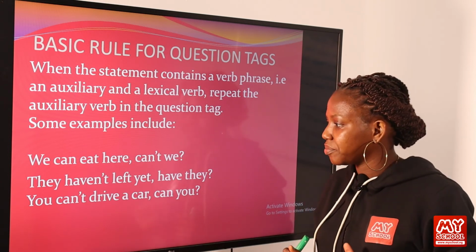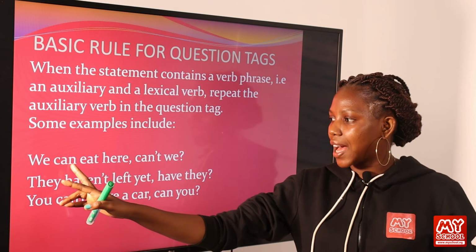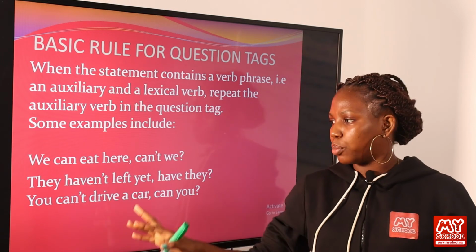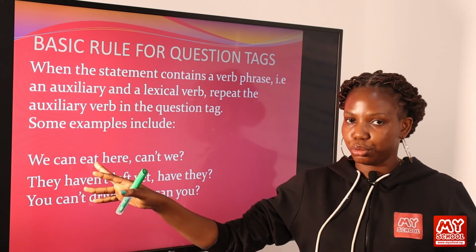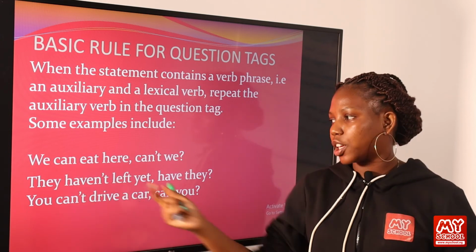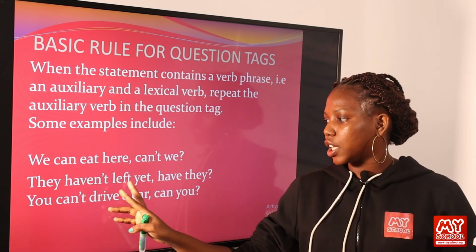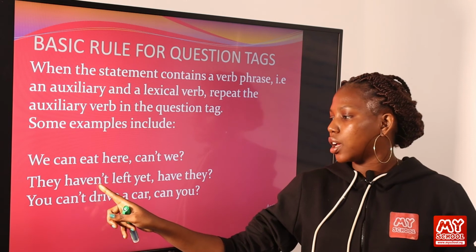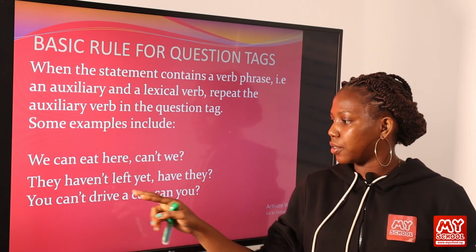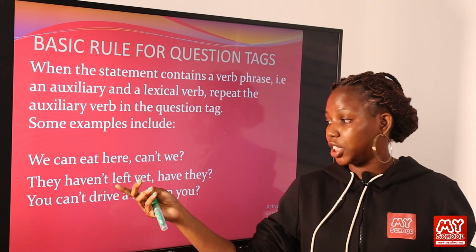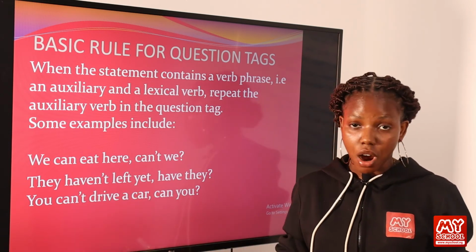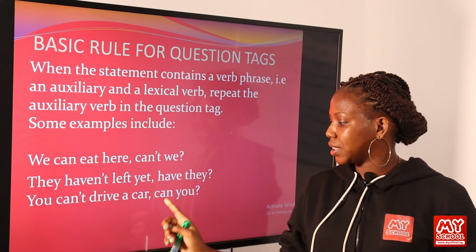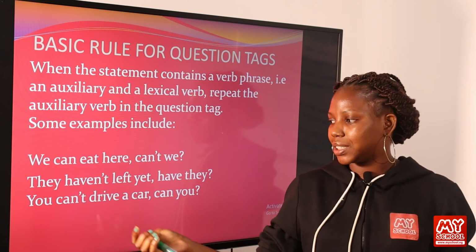We can eat here, can't we? So we have can and eat. Can is the auxiliary verb, eat is the lexical verb. But then we do not repeat do. What we do is we repeat can. They haven't left yet. So we have haven't left being the verb phrase, with the not. Have they? So we are repeating have instead of did. You can't drive a car. You can't drive, so we have can't drive as the verb phrase, and we are repeating can you. So we are not repeating do.